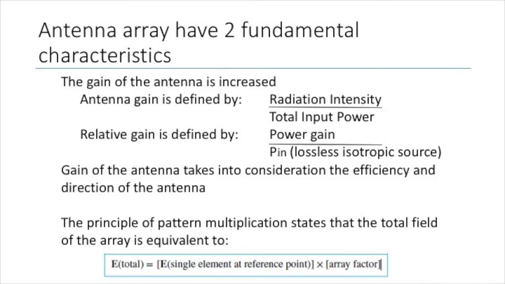As the gain of a directional antenna increases, the angle of radiation usually decreases. This provides a greater coverage distance, but with a reduced coverage angle. The gain of the antenna is increased due to the principle of pattern multiplication, which states that the total field of the array is equivalent to the product of the field created by a single element located at the origin and the array factor, which is given by the following equation.